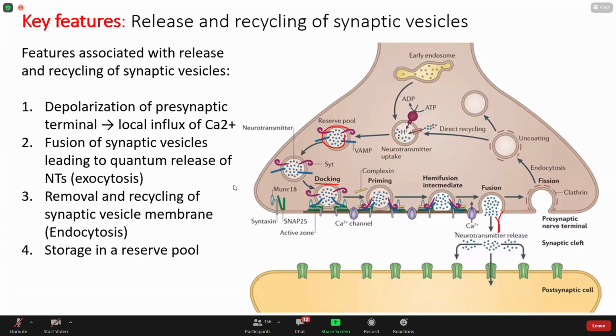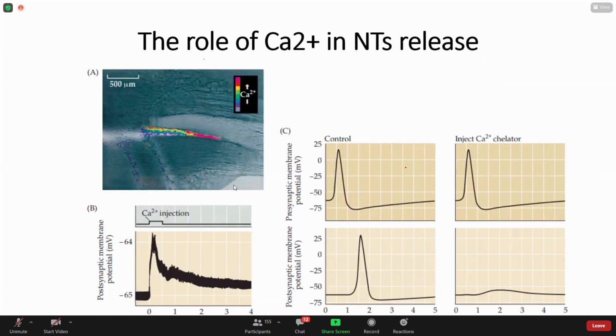And finally, what you can see here is that after fusion, the added membrane, because this is an extra membrane from the synaptic vesicle, will be endocytosed for recycling, okay? And then will be filled again with the neurotransmitters, okay? Now, calcium is very important in this process, okay? So without calcium, there would be no release of neurotransmitters. And scientists did confirm this by multiple experiments, okay?